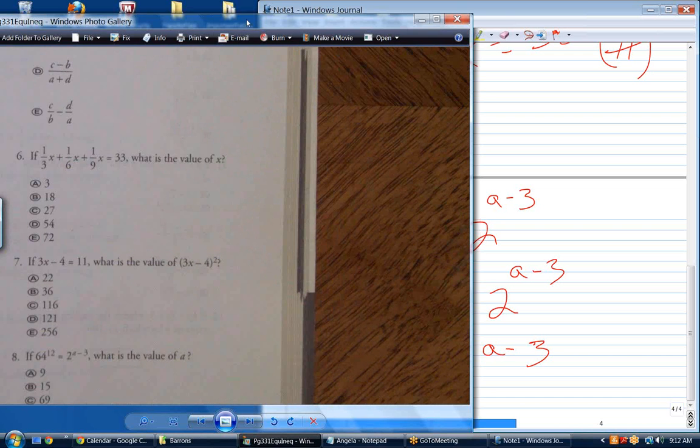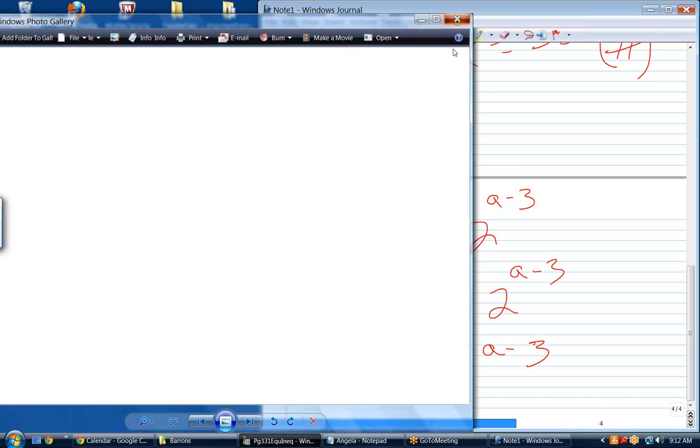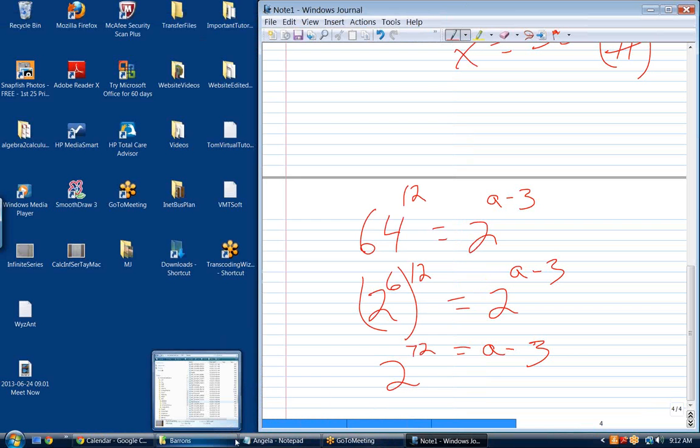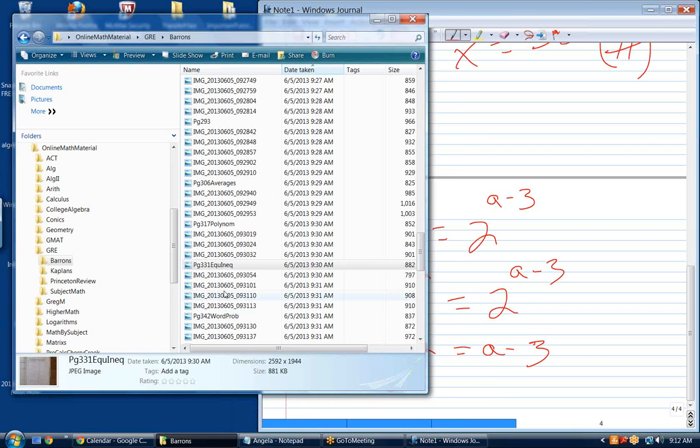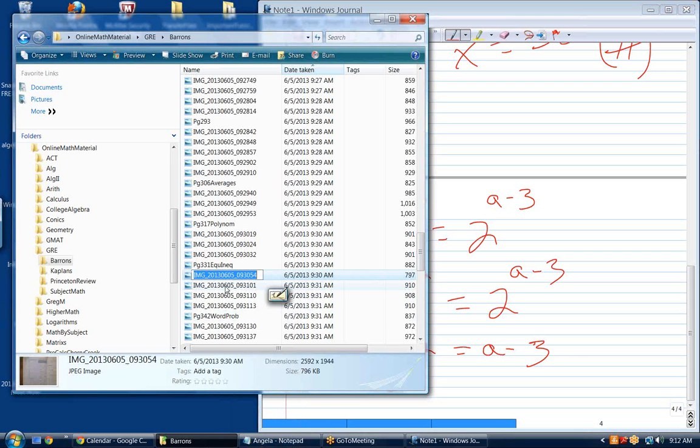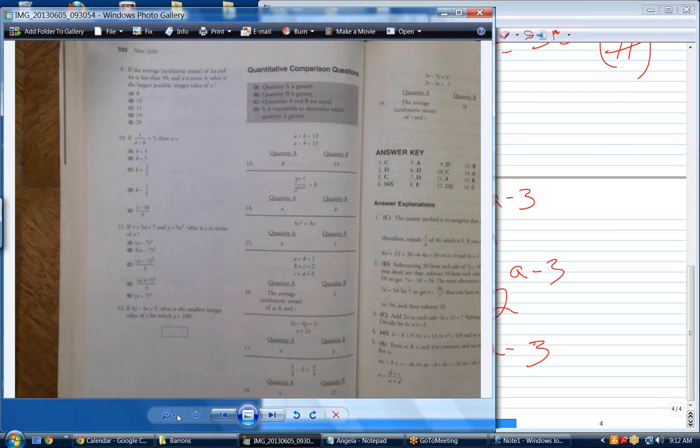Okay, let's go to the next page here. Oops. Double tapping with this cursor isn't that good.